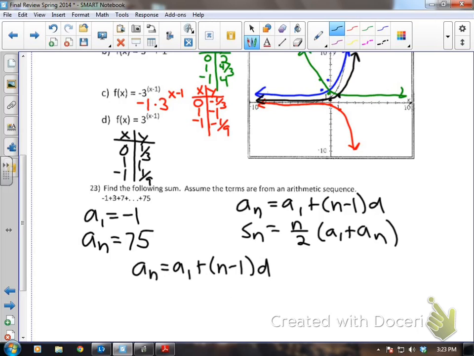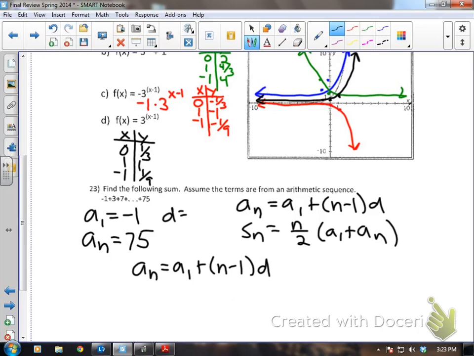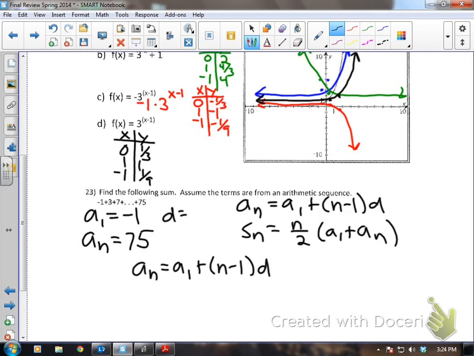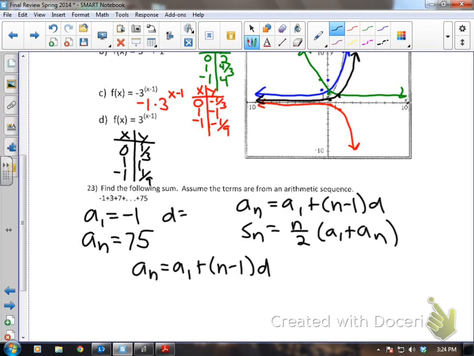What is d in this case? d, remember, is what number you are adding from one term to get to the next term, because with an arithmetic sequence you are adding a term each time. Let's just plug these values in and we will figure that out. Well, first of all, let's figure out what d is. To go from -1 to 3, it looks like I'm adding 4. To go from 3 to 7, yeah, I'm adding 4. So that means my d is 4.